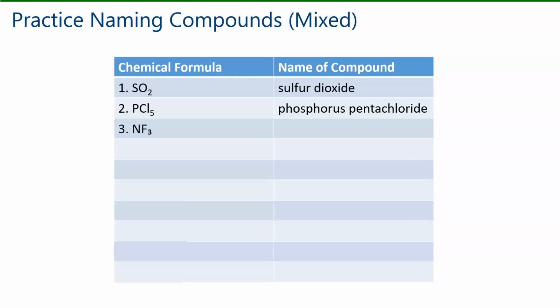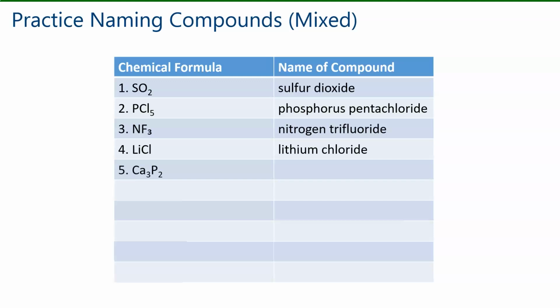Next one is NF3, nitrogen trifluoride. LiCl. So now we have a different type of compound. This starts with a metal. It's a metal and a nonmetal, meaning it's an ionic compound. So you're going to use different rules now, no prefixes. Use your rules for naming ionic compounds. And we have lithium chloride.